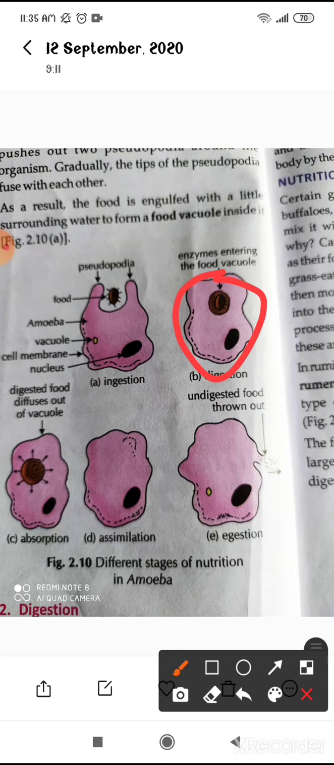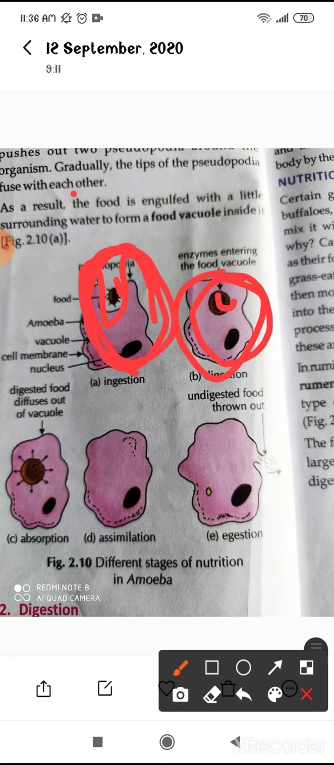So amoeba eats teeny microscopic plants and animals as the food which float on the water in which it lives. When an amoeba finds a suitable organism, it just pushes out 2 or more pseudopodia around the organism, which is its prey. And after that, what happens, gradually the tips of the pseudopodia fuse with each other in this way. They just fuse with each other and the food is engulfed inside, like this.